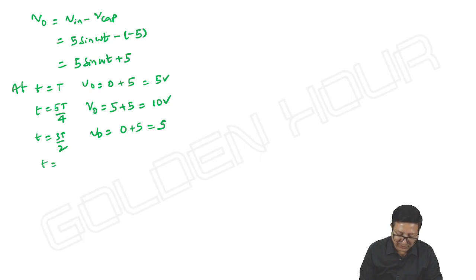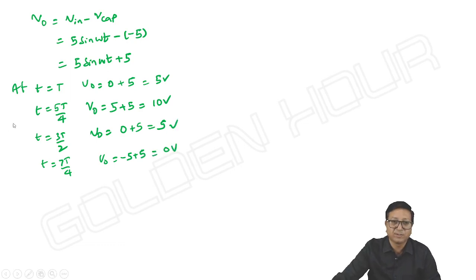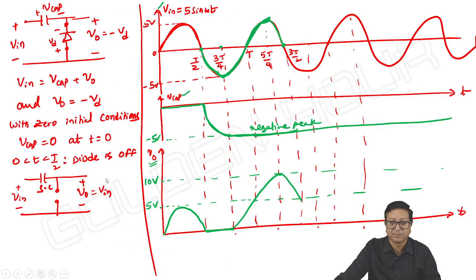Next, at t is equal to 7t by 4, output is equal to, again output falls from 0 to minus 5. So minus 5 plus 5, it is 0 volts. Now it's proper. At 7t by 4, output becomes 0.